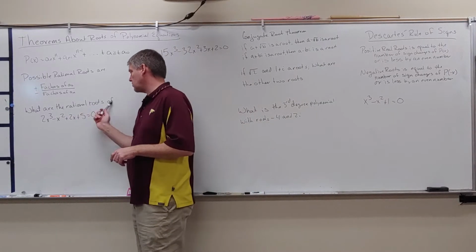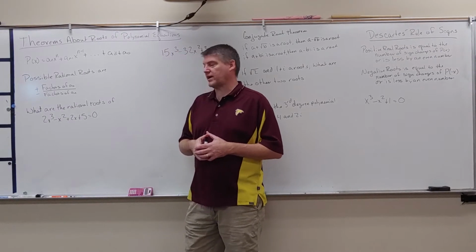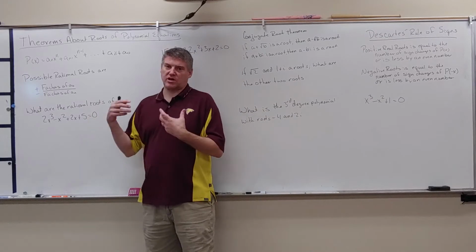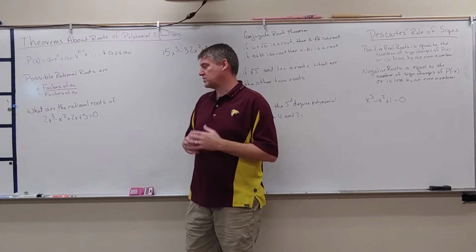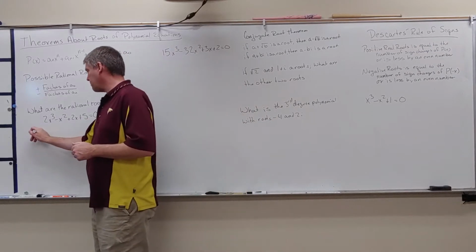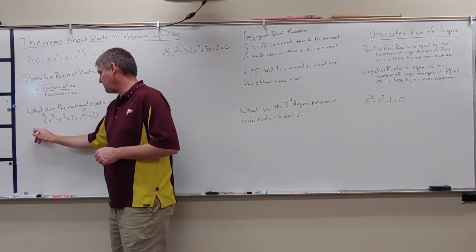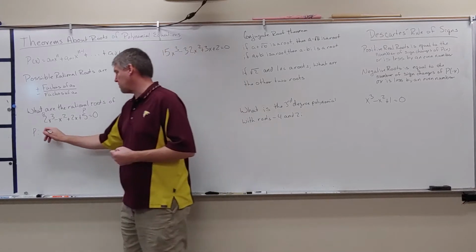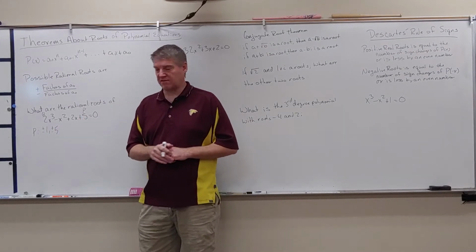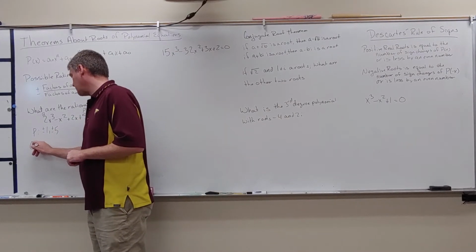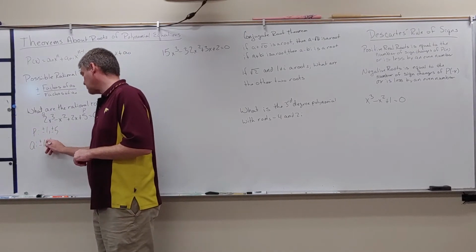Here we are, what are the rational roots of 2x cubed minus x squared plus 2x plus 5? So I could just start by picking numbers and plug them in there and see if I get 0. Not very efficient. So I'm going to say this is p and this is q. I'm going to find the factors of p. Well, the factors of p are plus or minus 1, plus or minus 5, right? Those are the only factors of p. Then I'm going to look at q and find the factors of 2. So that's plus or minus 1, plus or minus 2.